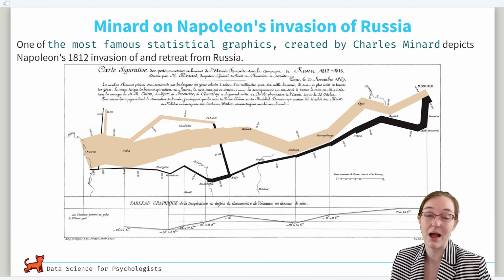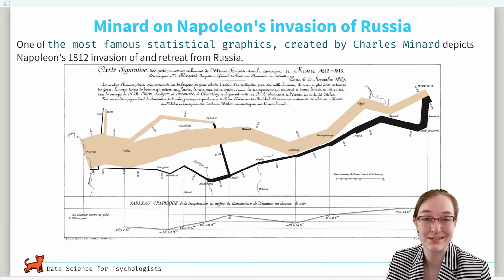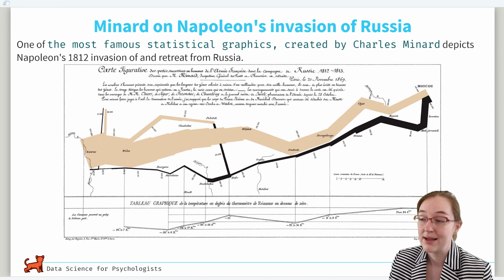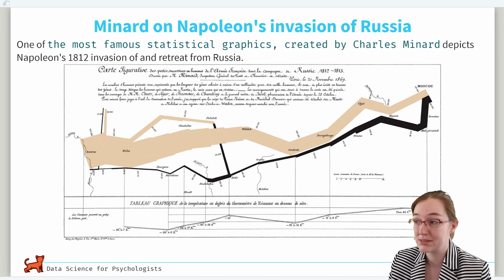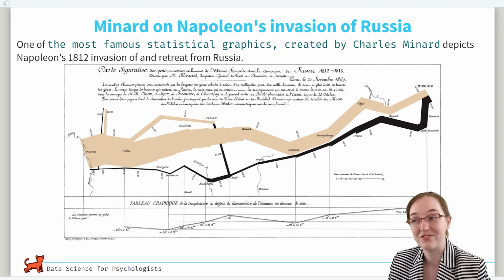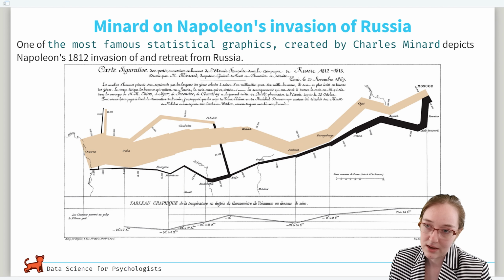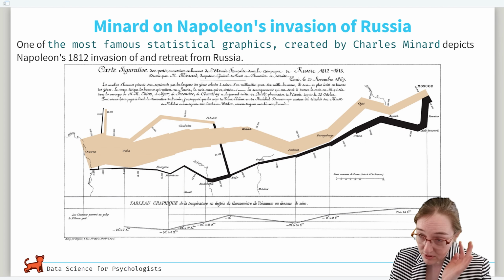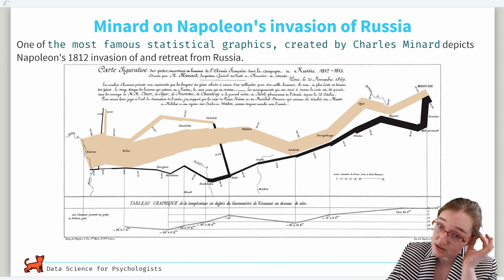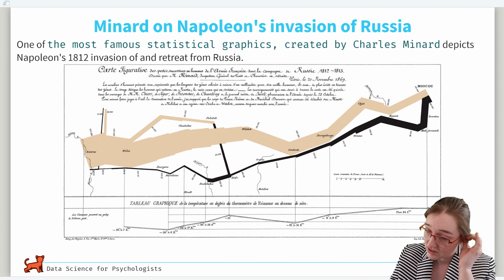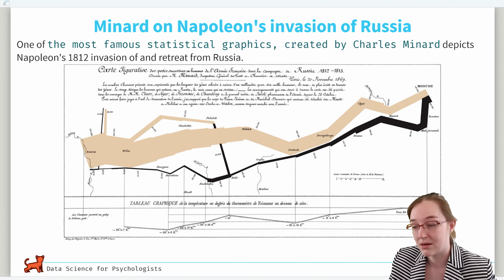So here is probably one of the most famous statistical graphs ever. It was created by Charles Minard, and it illustrates Napoleon's 1812 invasion of and retreat from Russia. Now it is in French, and I've got an English translation on the next slide. But I want to highlight that this is the original color scheme, and we'll crawl through it. I want to show you the original.